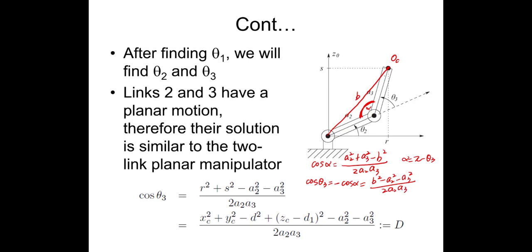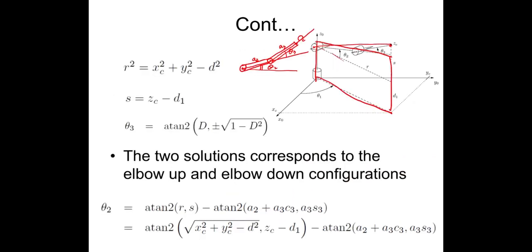And what is this B? B is the distance from the joint to the spherical wrist center. So let me take a look at what this B is. From here to here, this is B. So if we draw a line here, this length is actually equal to this length, right? Because this and this are parallel.